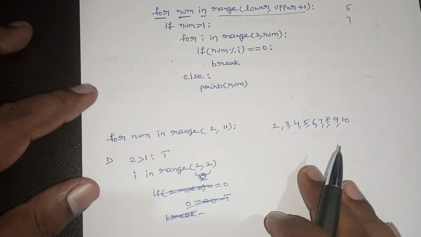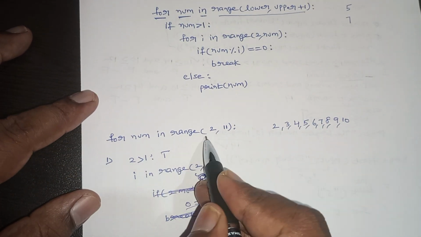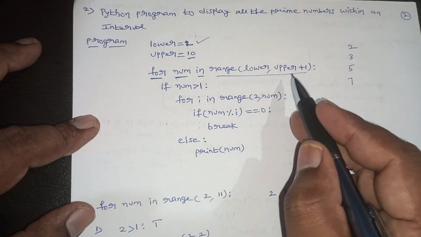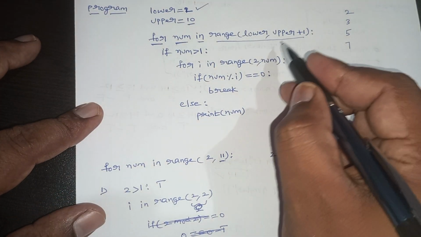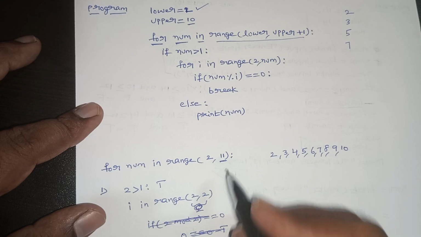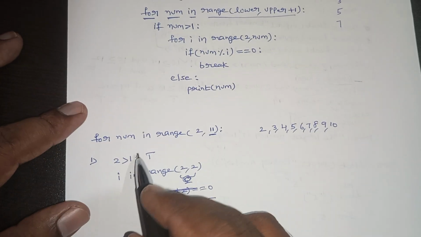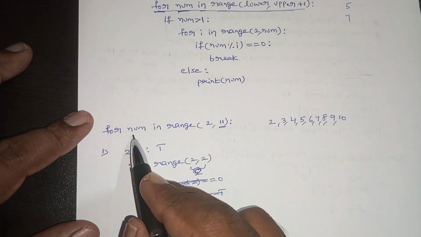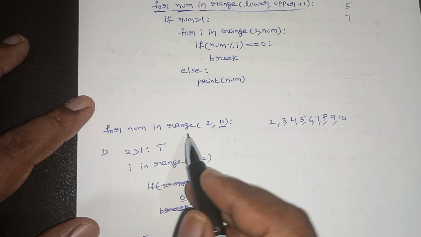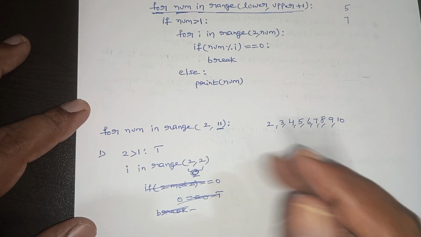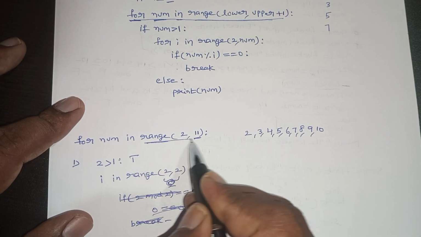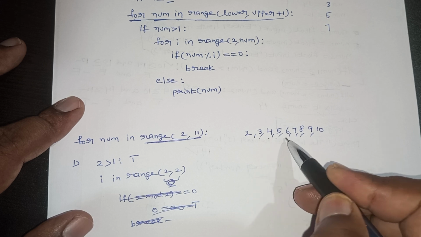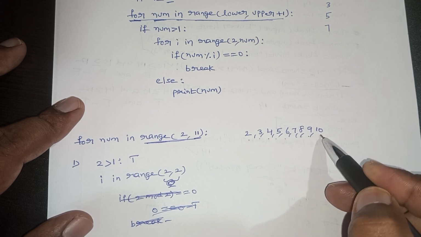Then what will happen? See here. For num in range, what is lower? Lower equal to 2. Now what is upper plus 1? It is 10 plus 1, which is equal to 11. I am doing it manually: for num in range of 2 comma 11, this gives values 2, 3, 4, 5, 6, 7, 8, 9, 10.